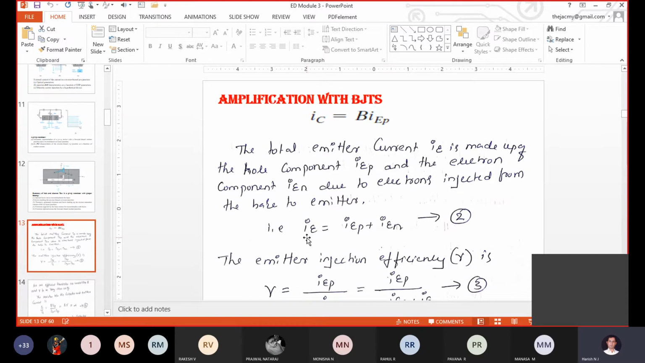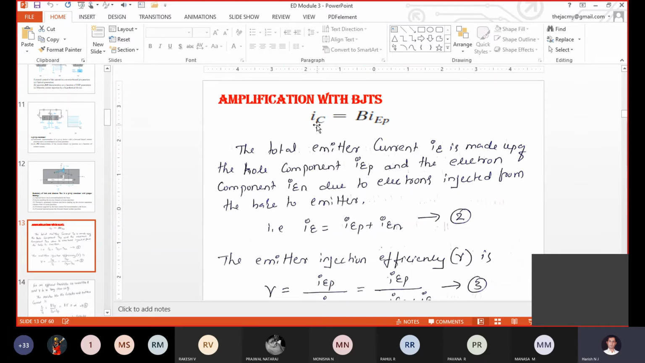The emitter current is constituted by two components: the hole component and the electron component. IEP stands for the hole component of the emitter current, and IEN stands for the electron component of the emitter current. Due to both components, the IE current is constituted. This is the general equation.